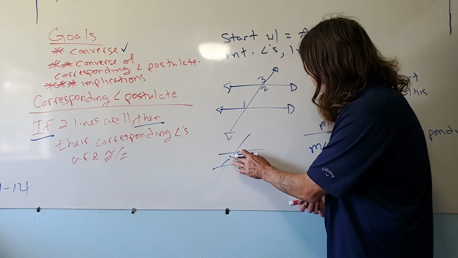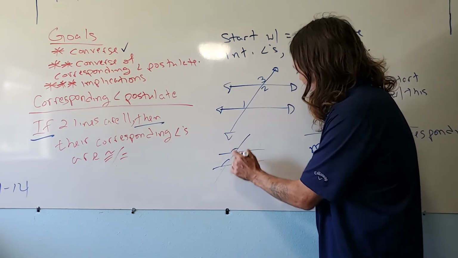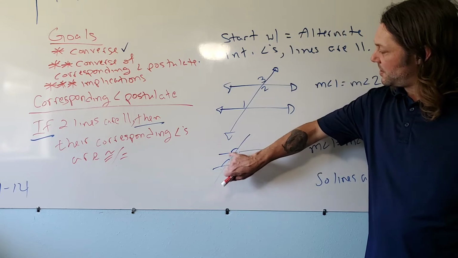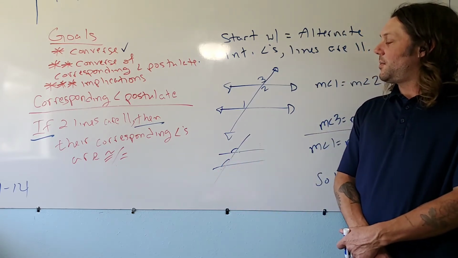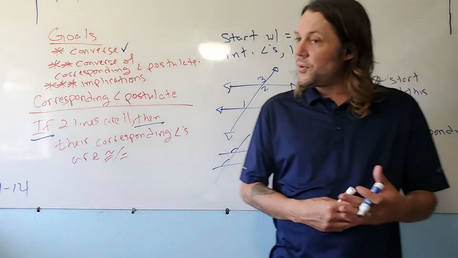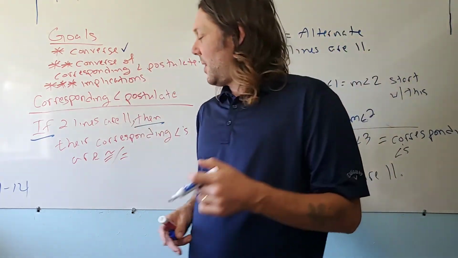If you see this, you also must know the lines are parallel, because I'm saying that those corresponding angles are equal, which allows me to conclude through a postulate that the lines must be parallel.